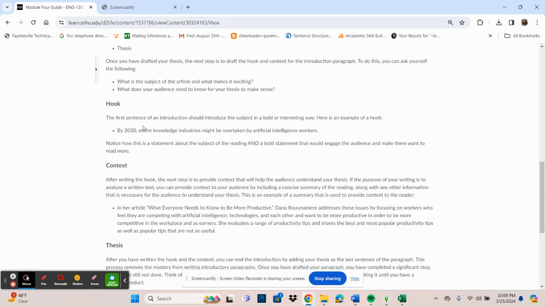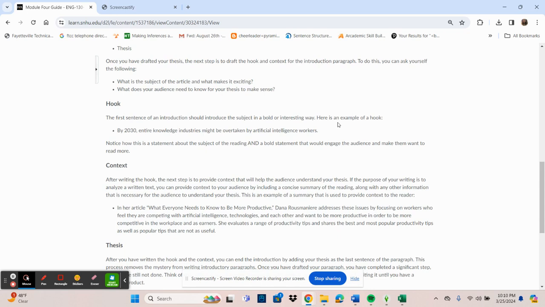Notice how this is a statement about the subject of the reading, and a bold statement that would engage the audience and make them want to read more. Think about it. When you're hit with that type of shocking statistic, it does make you want to know more, because, especially me, as somebody who works right now in an industry that's been dealing with AI in a huge way, I'd want to know, where are you getting the basis for the statistic? And what do you know that I don't know?